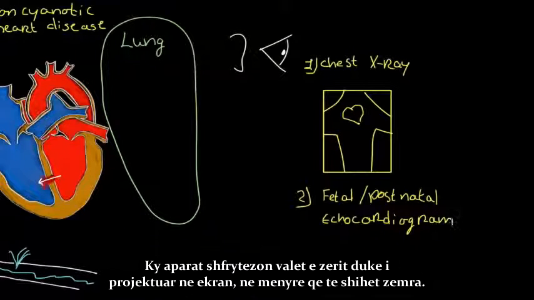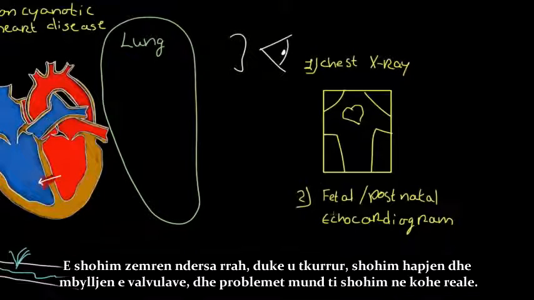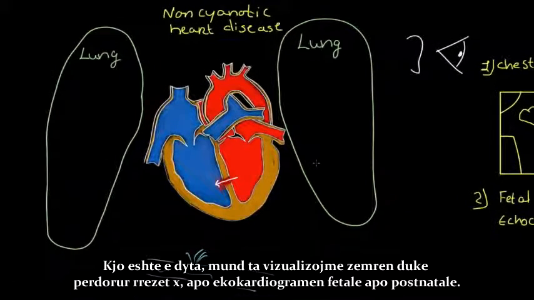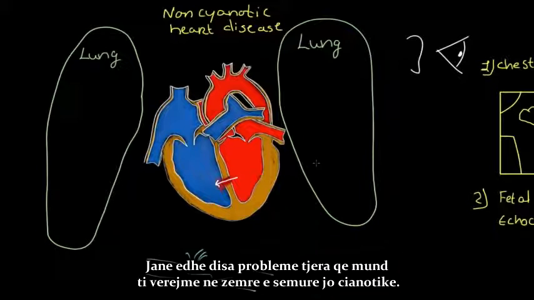Echocardiogram. What that does is use sound waves and project them onto a screen so that you can see the heart. You see the heart as it's beating, you see it contracting, you see the valves closing, and you can also see in real time if there are defects that should not be there. So that's number two. We can visualize the heart by using either a chest x-ray or a fetal or postnatal echocardiogram. But there are some other issues that we might notice with non-cyanotic heart disease.